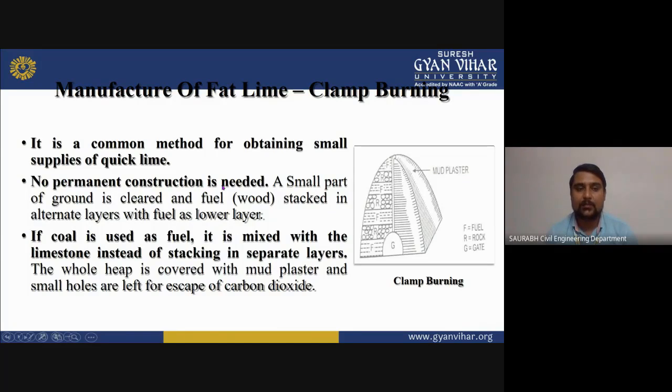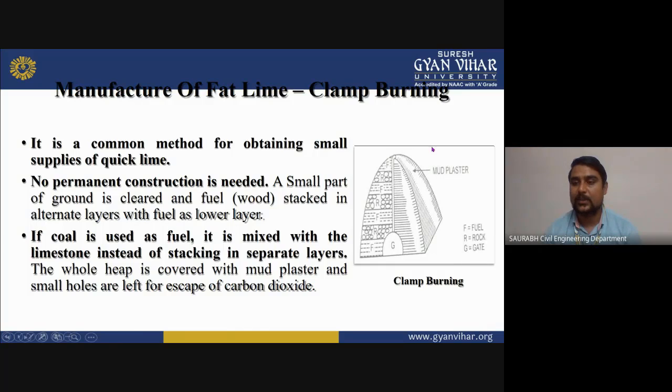Now we will see clamp burning, how we do the clamp burning for the preparation of a fat lime. It is a common method for obtaining small supplies of quicklime. No permanent construction is needed. A small part of ground is cleared and fuel such as wood is stacked in alternate layers with the limestone. If coal is used as fuel, it is mixed with the limestone instead of stacking in separate layers. The whole heap is covered with mud plaster and small holes are left for the escape of carbon dioxide.